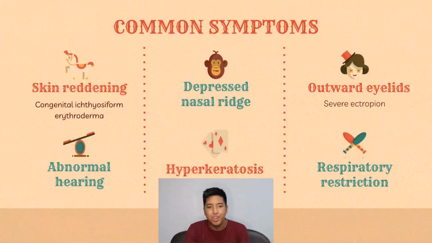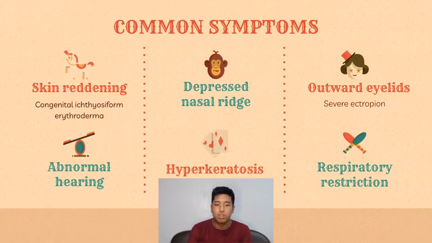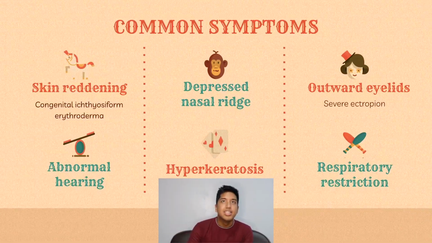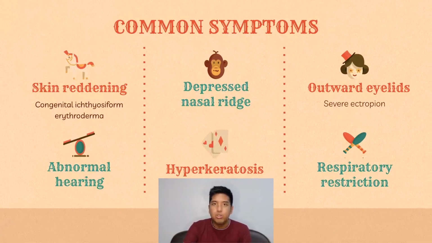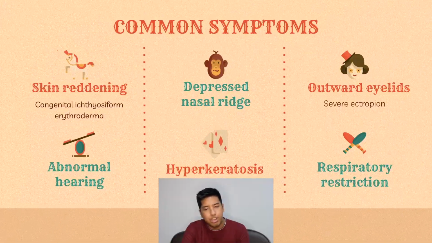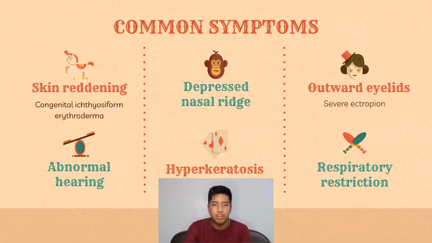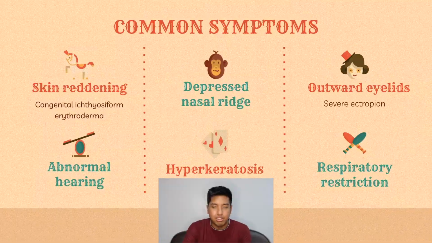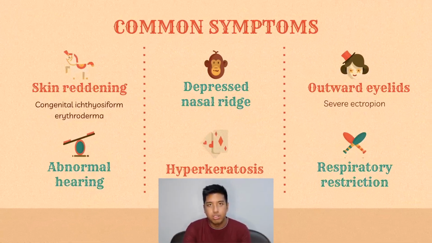Next, we'll be moving on to the 6 common symptoms of Harlequin Icthyosis. Among these, being the first, is skin reddening, otherwise known as congenital ichthyosiform erythroderma. Second is a depressed nasal ridge, leading to a flattened nose. Third is the outward turning of the eyelids, technically known as severe ectropion. Fourth is abnormal hearing, often caused by the impaired growth of the ears. Fifth is hyperkeratosis, or the depigmentation near the eyes and around the skin. Last is respiratory restriction, where breathing is made difficult upon encasement of the keratin plates.